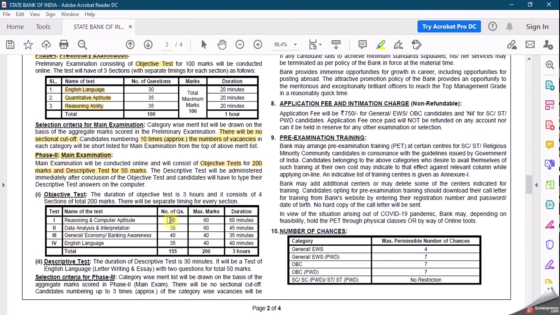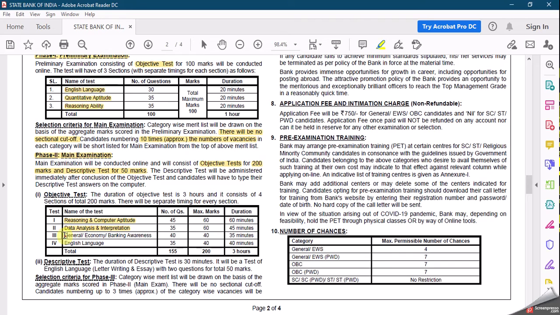So the objective test they have shown here, with the number of questions they will ask from each section, and the maximum marks and the time duration. As you can see, reasoning and computer aptitude carries 45 questions. It will have 60 marks and the time will be 1 hour. Then data analysis and interpretation, this is the second section. It will carry 35 questions for 60 marks and 45 minutes time duration.